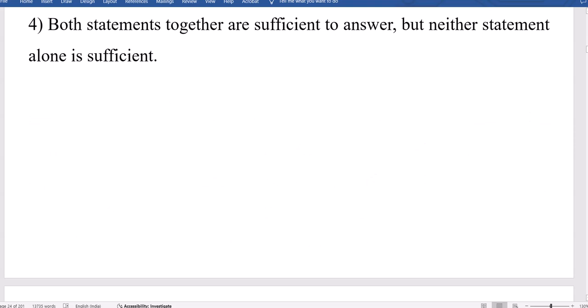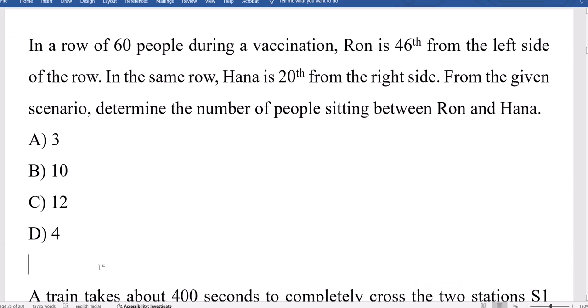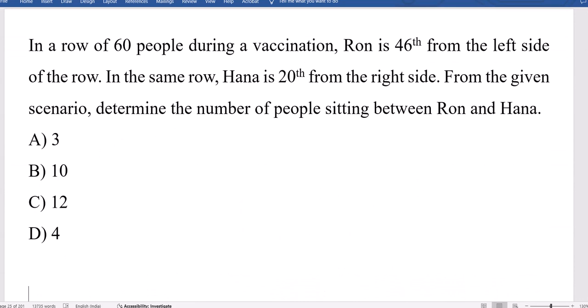Ranking-related questions play a huge role. In the TCS company also the ranking concept is important, Infosys as well. We have 60 people during a vaccination, arranged in a row. Ron is 46th from the left side. Hanna is 20th from the right side. Now, the number of people sitting between these two. The total, 60, is given. If the total is not given, the answer cannot be determined. But here the total of 60 is given. Total people are 60.